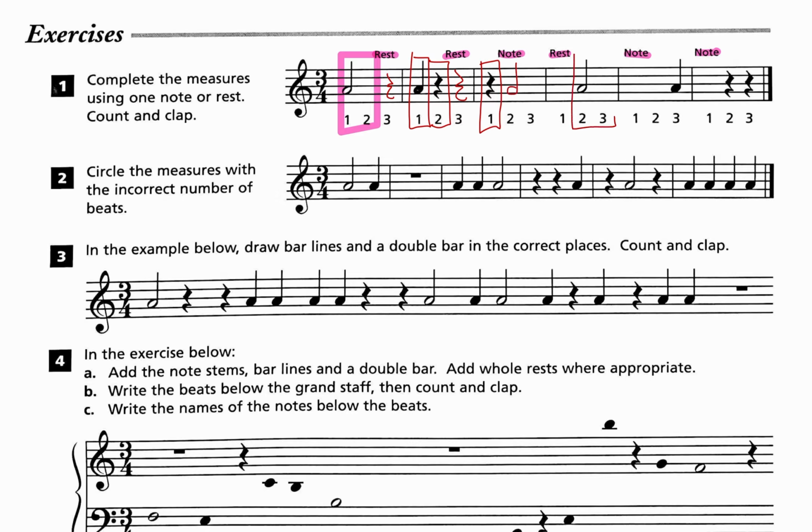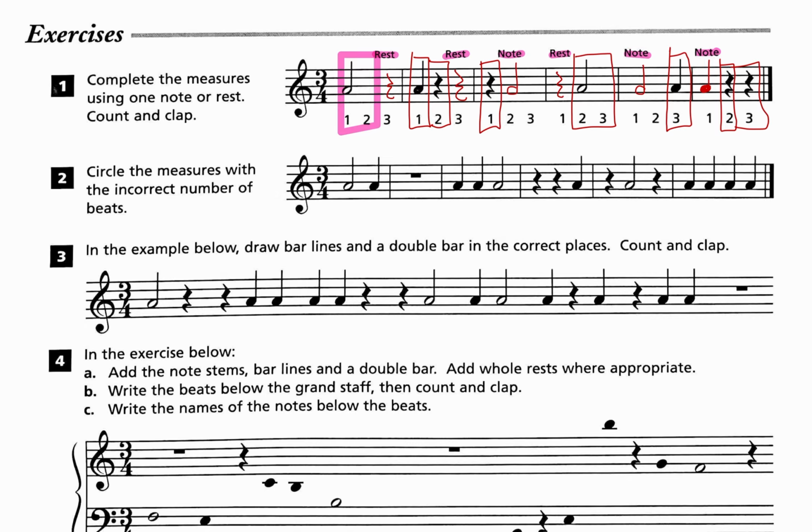Here, this half note gets 2 beats, and so we are missing 1 beat, which means we need a quarter rest. Here, we have a quarter note that gets 1 beat, so we're missing 2 beats, and it wants us to draw a note, so a half note. And lastly, quarter rest gets 1, quarter rest gets 1, we are missing 1, and it wants us to draw a note, so a quarter note.